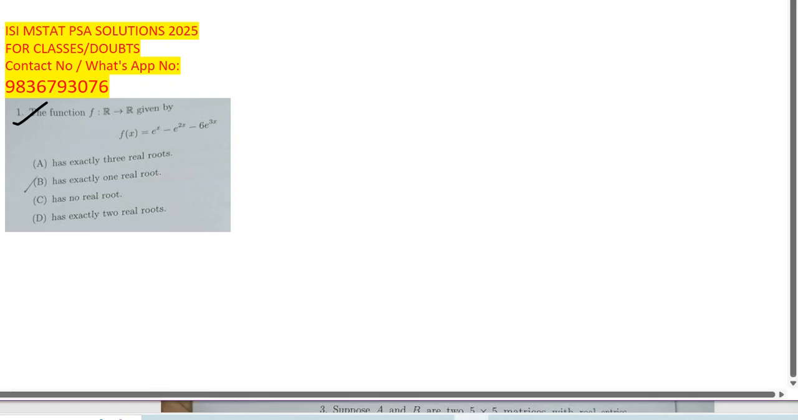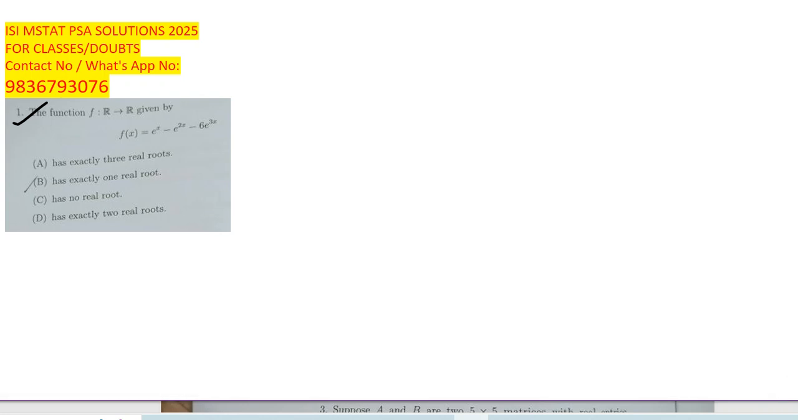This is question number 1. The function is given, and we have to find out whether it has 3 real roots, 1 real root, or no real roots.